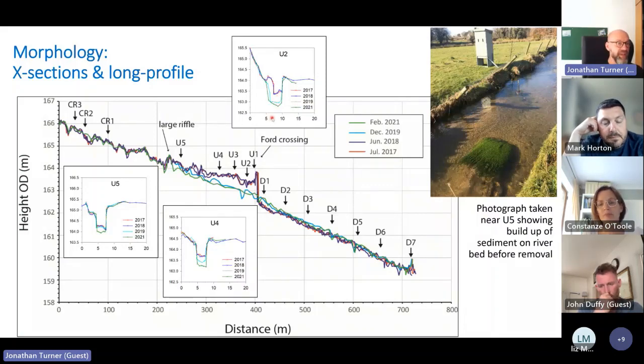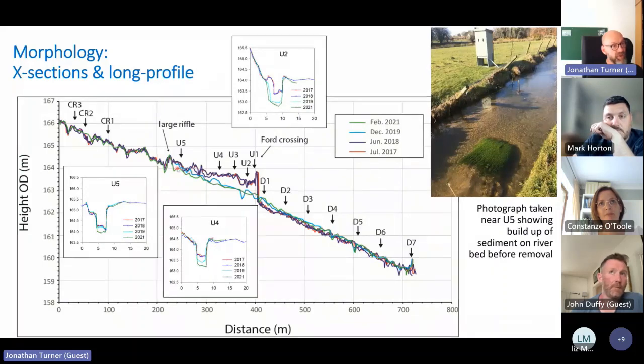And that channel lowering essentially migrated upstream and stopped just a little bit upstream of our U5. The blue line here shows very little change in channel slope, channel depth, should I say, or indeed channel cross section in 2019 after the barrier is removed. But by 2021, you get this migration, this cutting back of the river. And that cutting back of the river could have continued, but we found that it stopped at this location here.